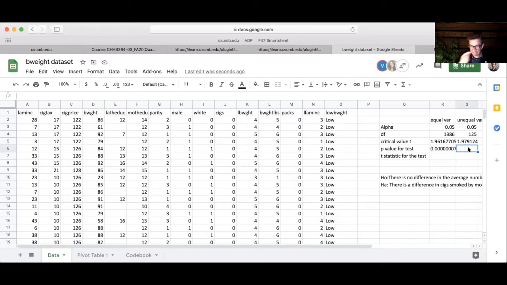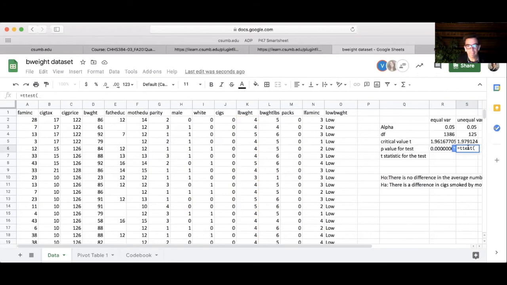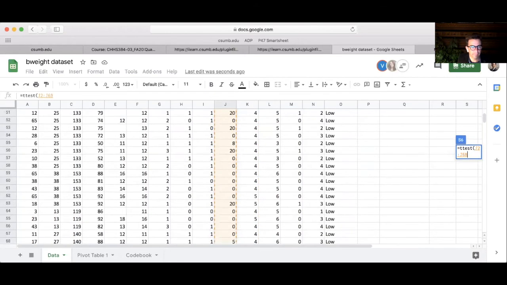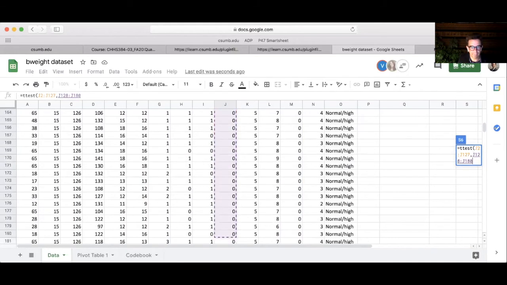And then we're going to do the same for unequal variances, equal to t test, and get the number of cigarettes for the first group. Of course, you can also write this, right? You don't need to select this. You can also write from J128 to J1389. But I'm going to take the long road here and just select the whole thing.